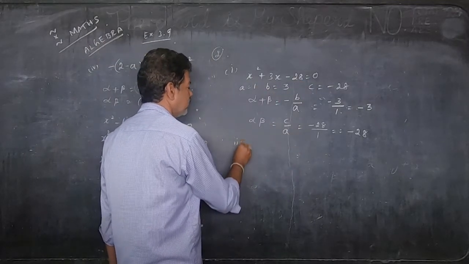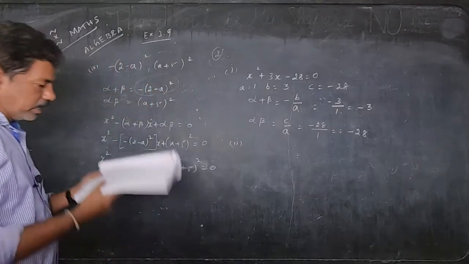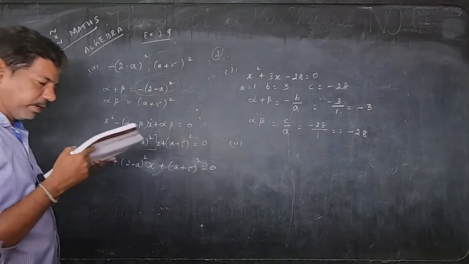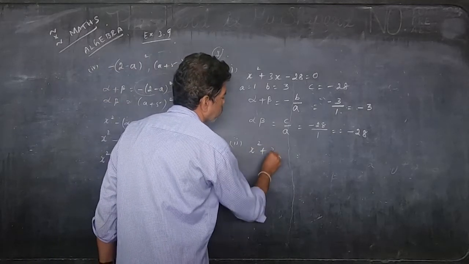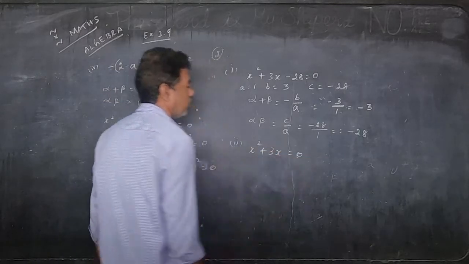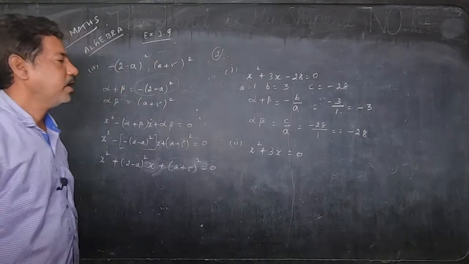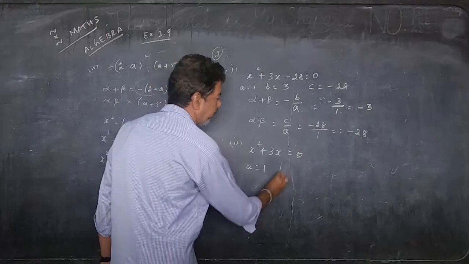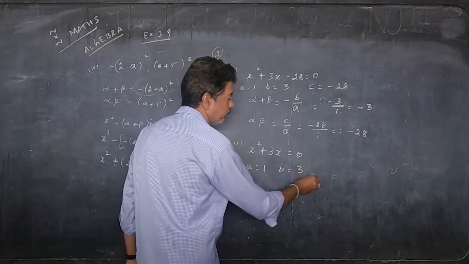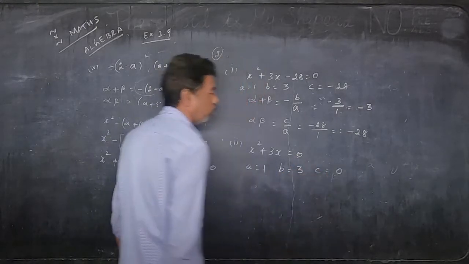Okay. So சில questionல வந்து directஆ இருக்காது. அது வந்து பாப்போம். அடுத்த question பாரு. x square plus 3x equal to 0. Okay. So இதில் a வந்து என்னது 1, b வந்து என்னது 3, c வந்து என்னது 0.